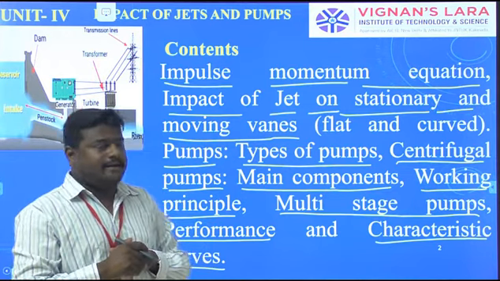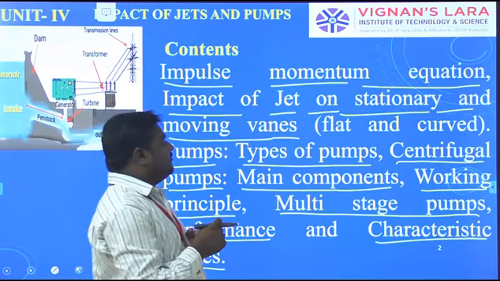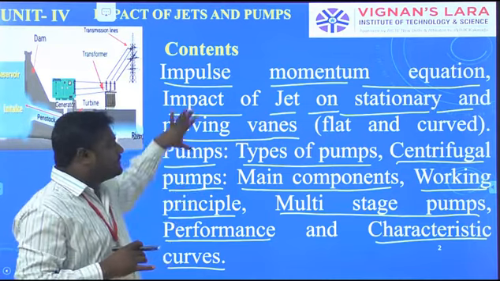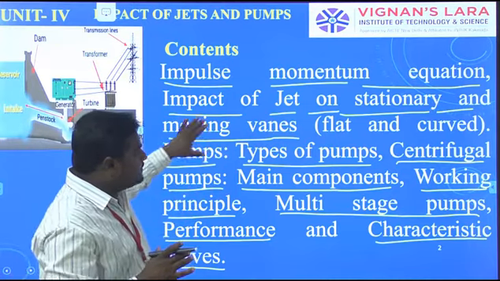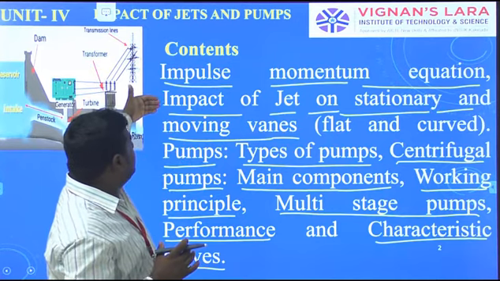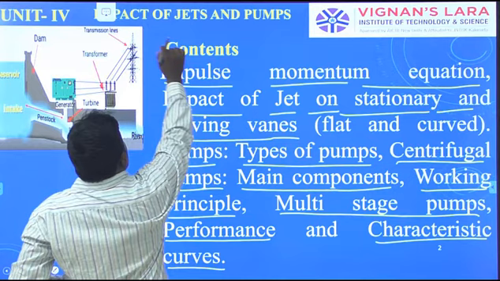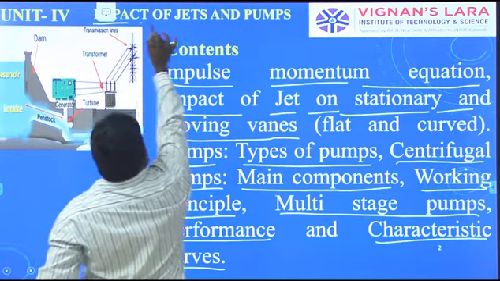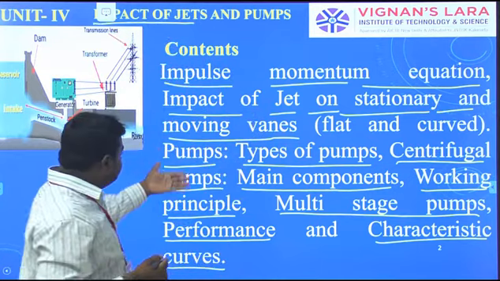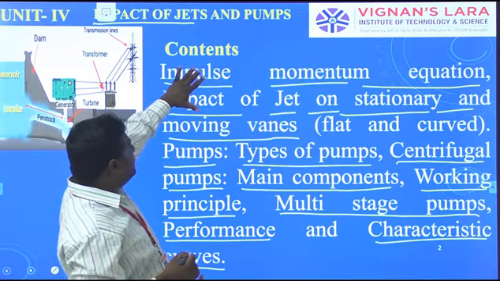Okay, is it clear? In this impulse momentum equation, we have to see the two types in the fourth unit. One is the impact of jets, and the other is pumps. So the first part is impact of jets, and after completion of that, the pumps. First, I am going to explain the impact of jets.